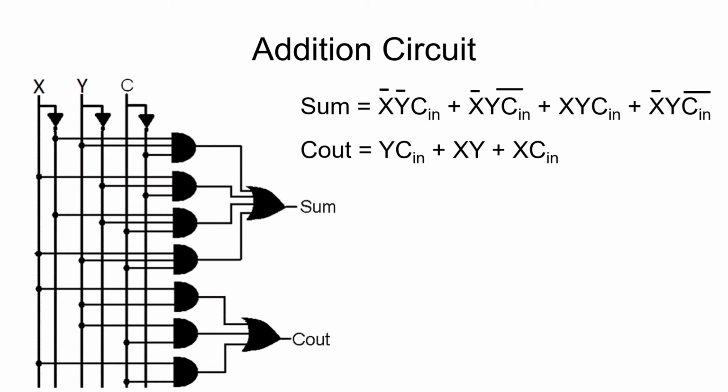Here's another example for an addition circuit. The sum is not easily simplified, but you see we have not X, not Y, C input, or not X, Y, and not the C input, or X, Y, and C, or not X, Y, and not C. And there they are. The four AND gates representing those are all ORed together into an OR gate to give you the sum. The C out is also demonstrated. The lowest AND gate there is the XC, and then the one above that is the XY, and the one above that is the YC.